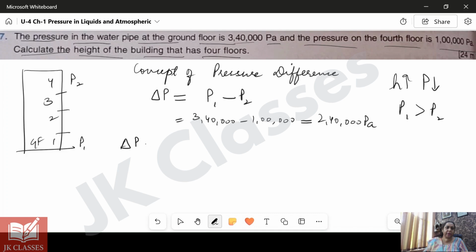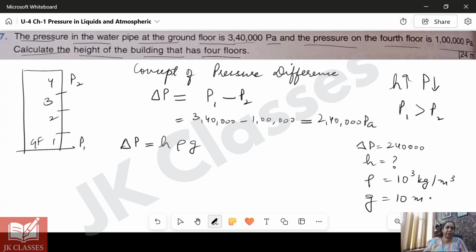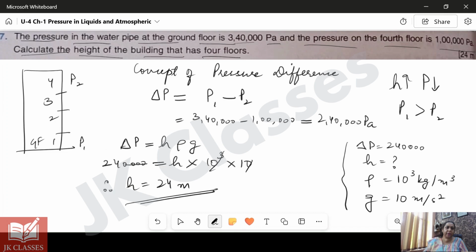Now, by formula, we know pressure is equal to H rho G. So, in this case, delta P is already there, we have found out. Next is H, we have to calculate. Rho is 10 to the power 3 kg per meter cube, and G is 10 meter per second square. So, putting these values in the formula, we get H as 24 meter. So, height of the building is 24 meters.